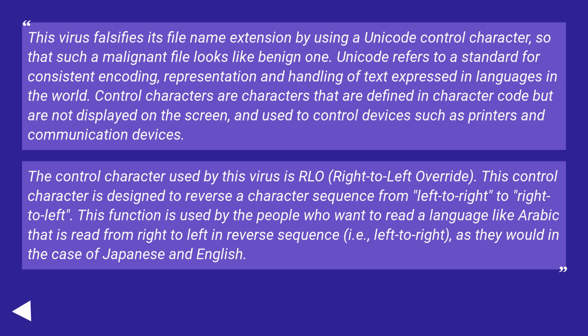The control character used by this virus is RLO, right-to-left override. This control character is designed to reverse a character sequence from left to right to right to left. This function is used by people who want to read a language like Arabic, which is read from right to left, in reverse sequence, i.e., left to right, as they would in the case of Japanese and English.